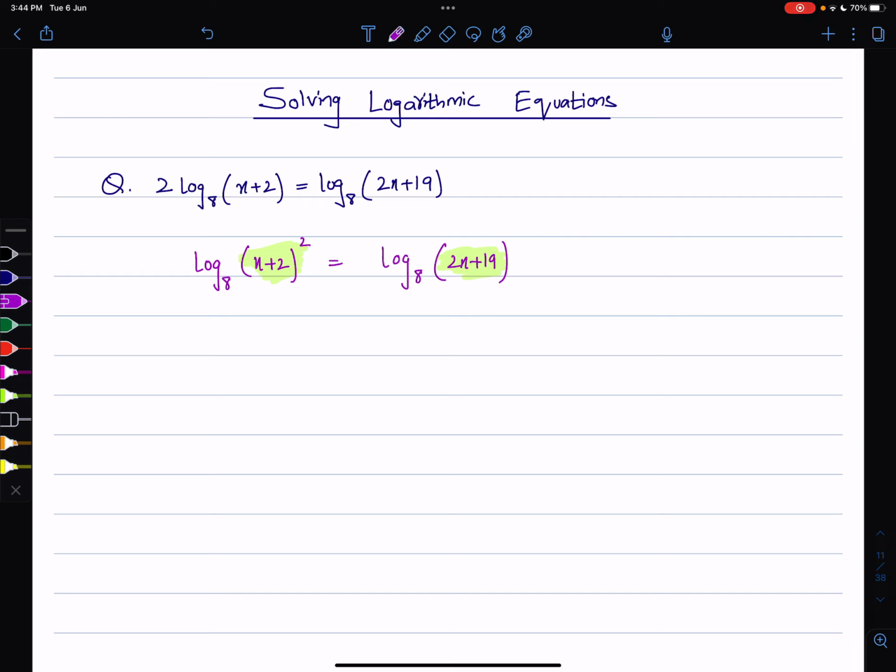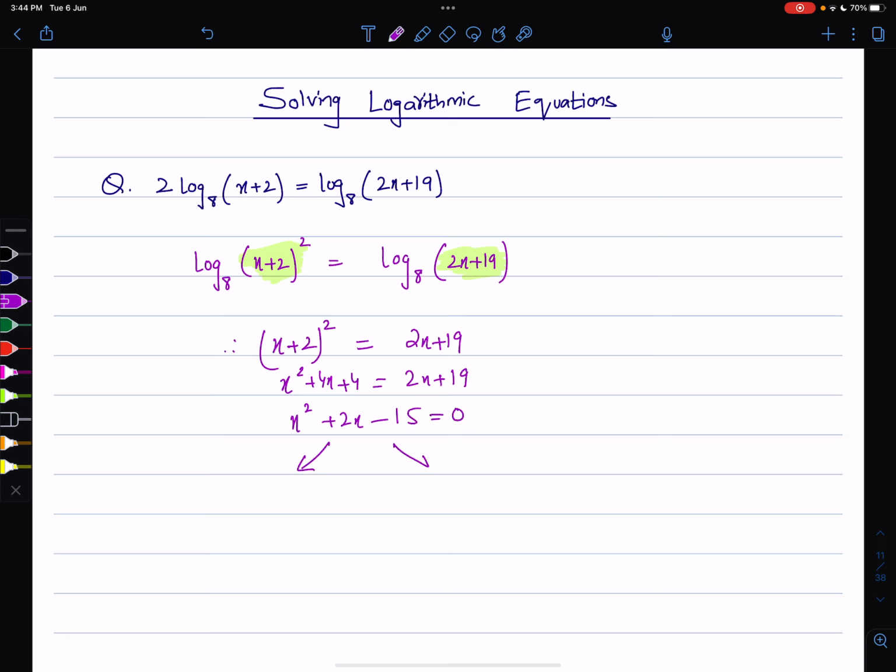So therefore we are going to conclude that (x plus 2) the whole thing squared must be equal to 2x plus 19. Now we are going to solve this algebraic equation. x squared plus 4x plus 4 equals 2x plus 19. It reduces down to a quadratic equation, and the two values of x can be calculated using either middle term breaking or the quadratic formula. So the two values of x came out to be 3 and negative 5.